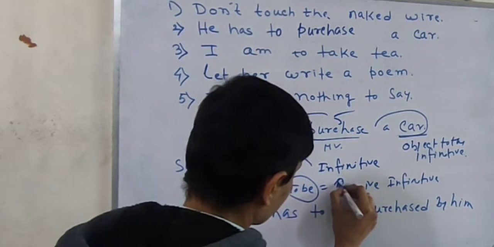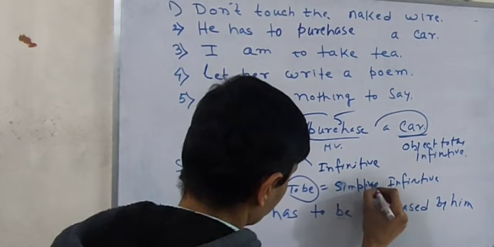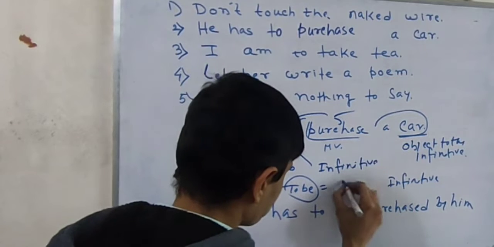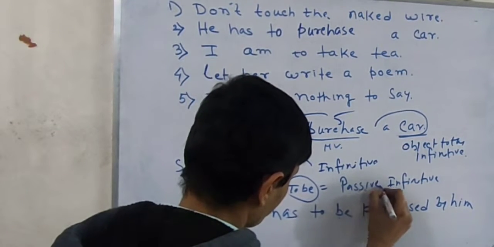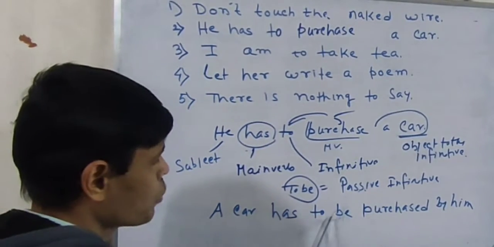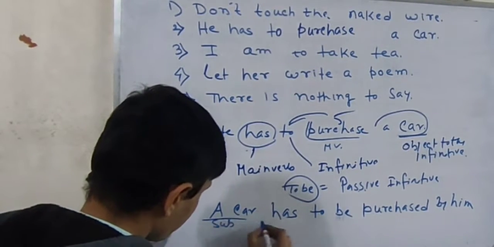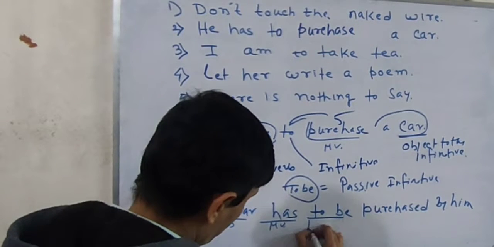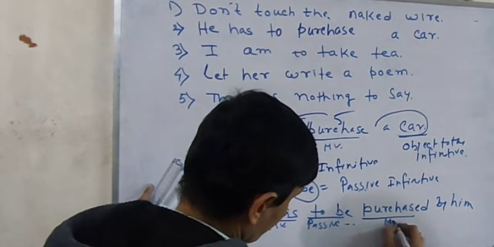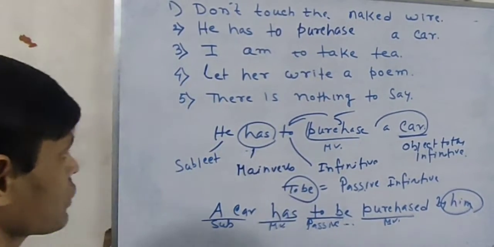It is actually called the infinitive. Simple infinitive. You can say it's a simple infinitive. To be is called the passive infinitive. So to purchase is the simple infinitive here. On the other hand, to be is changed into passive infinitive. This is called the subject, main verb, passive infinitive, main verb of the infinitive object. So this is the answer to the question.